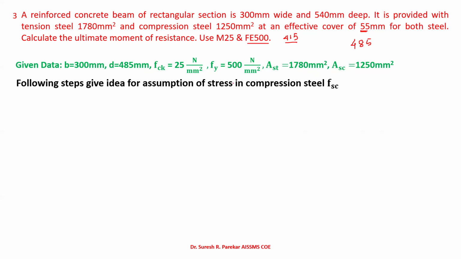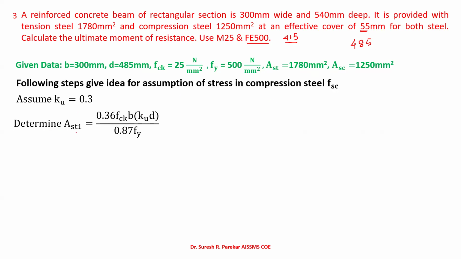So now by using the following steps, we have an idea for FSC. We will assume KU 0.3. Then we will determine AST1. So this is the formula, that is CU equal to TU. And then from that formula we have 0.36 FCK XUB equal to 0.87 FY AST. So by using this, we are going to find out the value of AST.